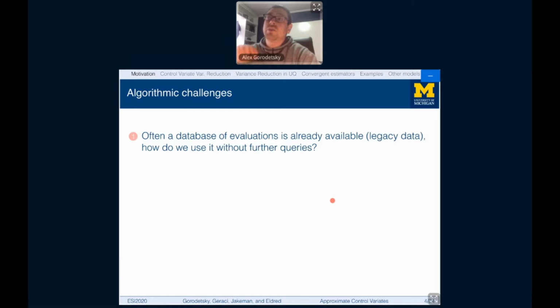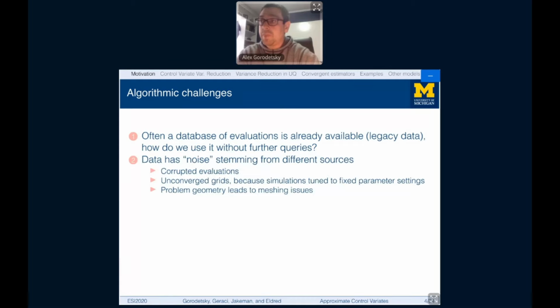There's also quite a few algorithmic challenges even within a particular case. So one challenge that we encounter is often there's a database of evaluations, for instance, legacy data that was obtained on some supercomputer to which you don't have access. How do we use these evaluations without being able to query the model further?